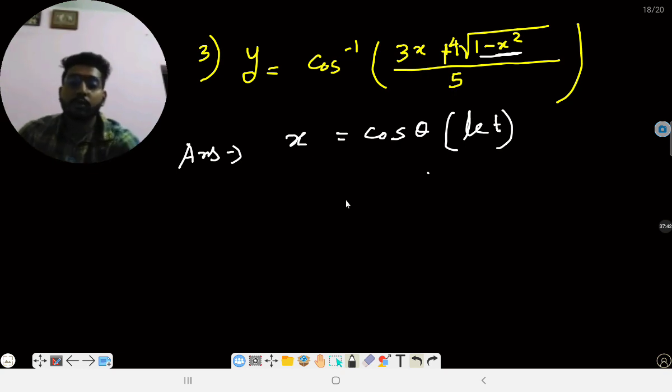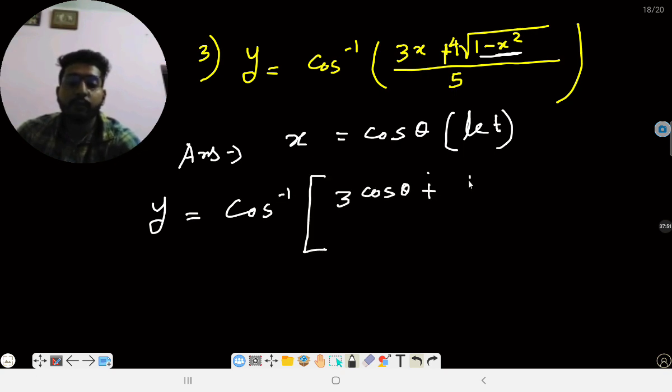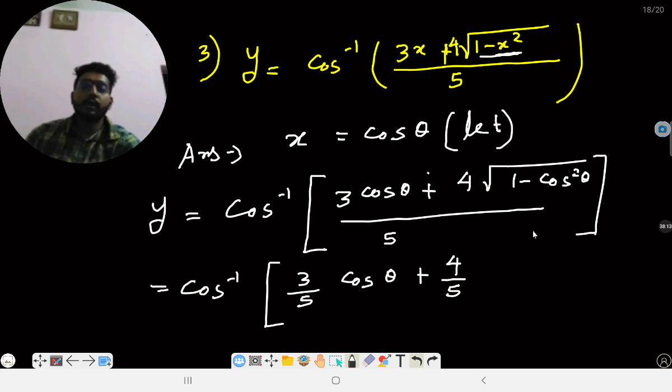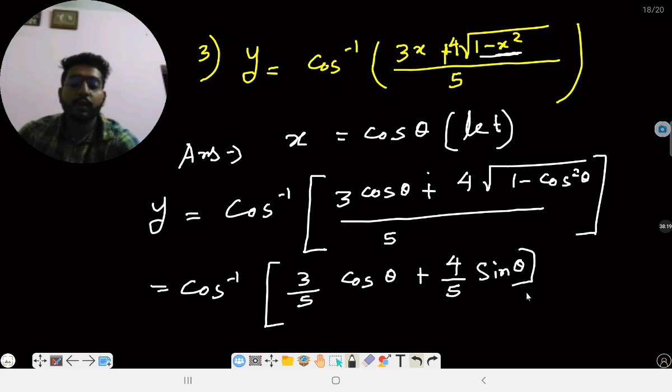If I take x equals cos theta, that will become like this: y equals cos inverse of (3 cos theta plus 4 into root of 1 minus cos square theta) divided by 5. Done. So that will be cos inverse. Again, if I separate this one, that will be 3 by 5 cos theta plus 4 by 5, and root of 1 minus cos square theta means sine square theta, and the root is sine theta. So it will look like this. Now very important one: 3 by 5 cos theta plus 4 by 5 sine theta.